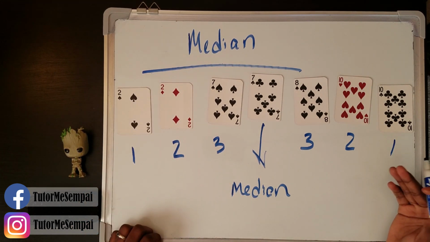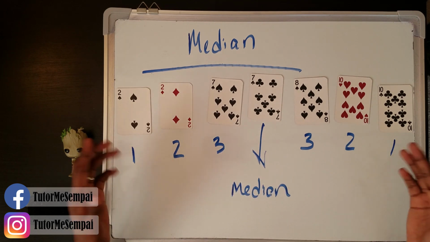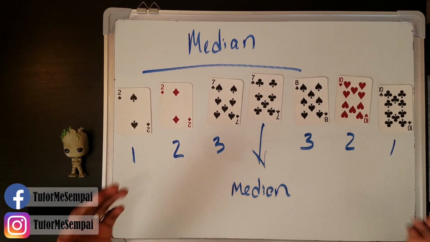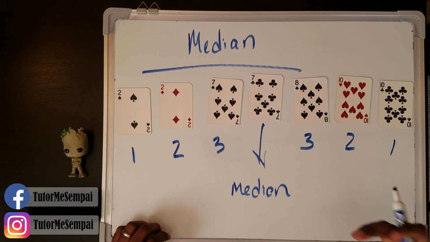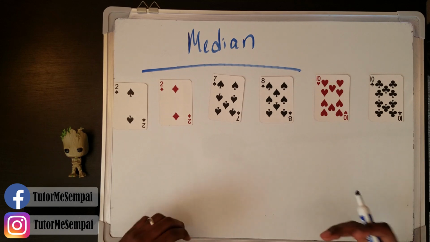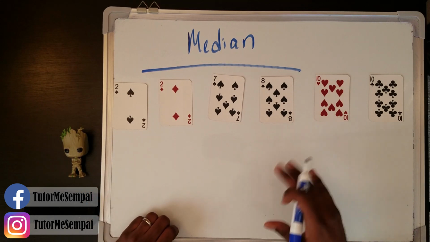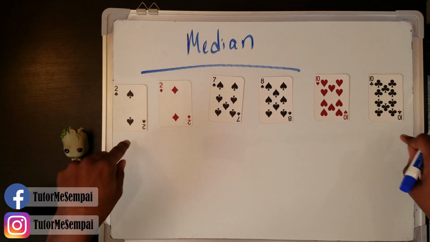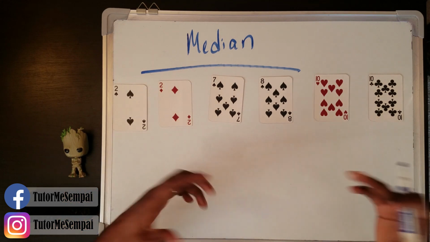But what happens if you don't have an odd numbered set? Right here we have 7 cards, so it's very easy to find the middle card. But what happens if we have 6 cards? So let's say our data set are these 6 cards. And you notice they're already in order, so we don't have to move them around any. Let's start counting from the extreme ends towards the middle and see what we get this time.